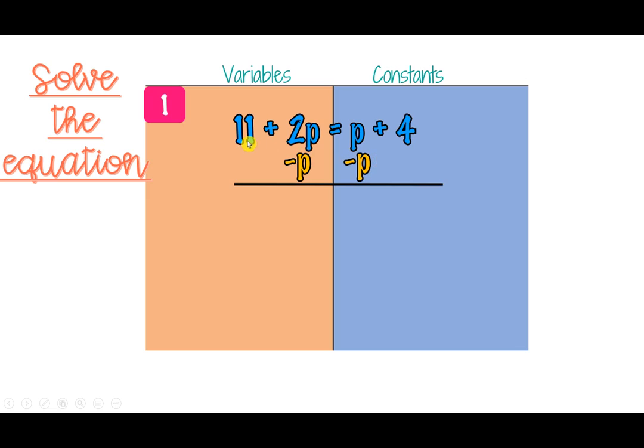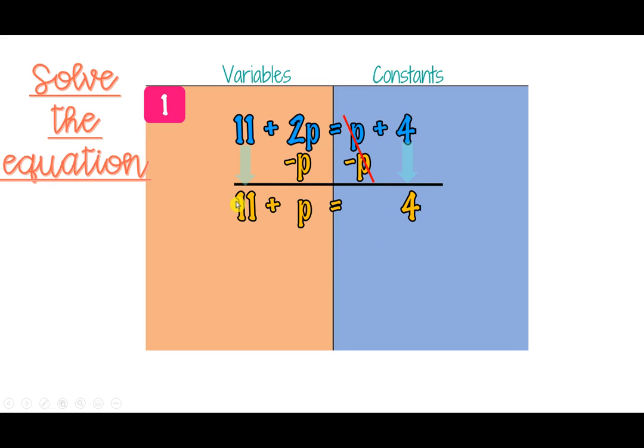Well, I didn't add anything to 11, so I'll just bring it down. So 11 plus 2p minus p is equal to p. Well, my p minus p cancel, and I just bring down my 4. Now p is somewhat over here by itself, except for this constant. So I need to move it to the other side of the equation.